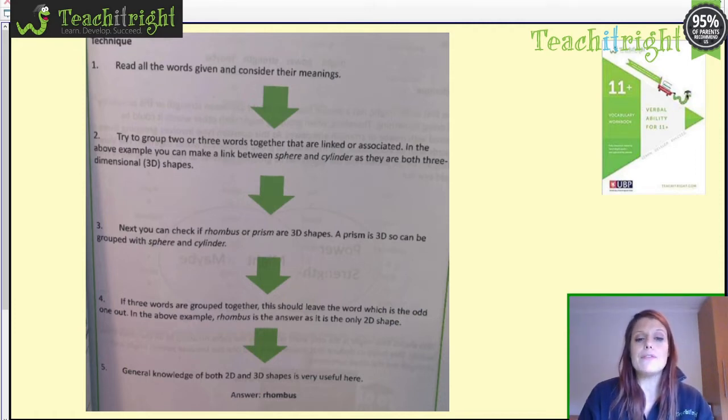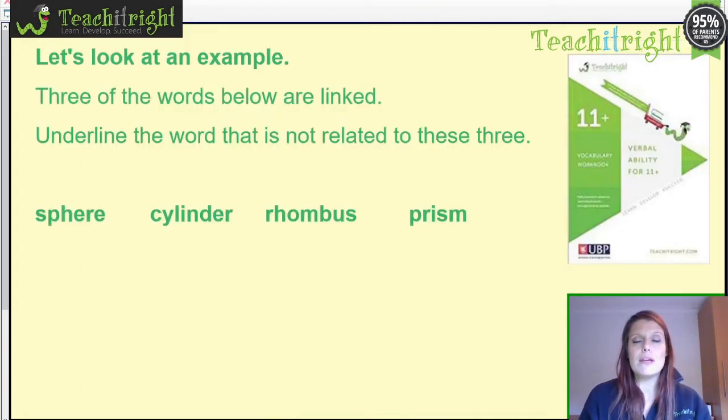So then, if 3 words are grouped together, it should leave the word which is the odd one out. Therefore, rhombus is the answer in our example, as it's the only 2D shape. So general knowledge of both 3D and 2D shapes would be a useful thing here. So rhombus, as our example, is the odd one out because it's 2-dimensional, not 3-dimensional.